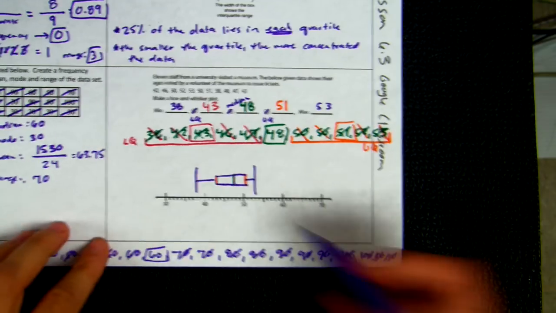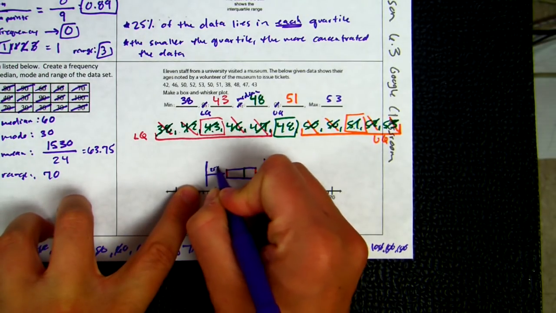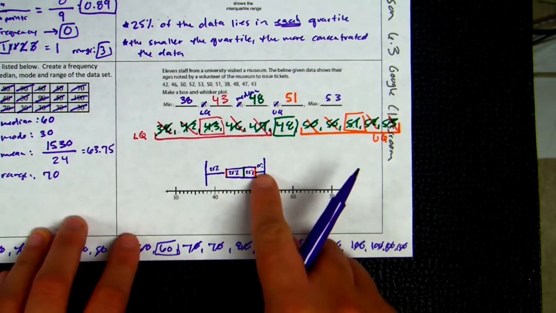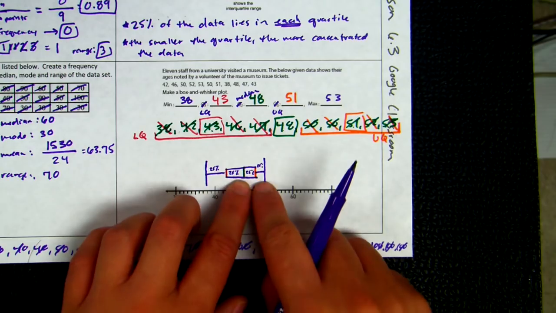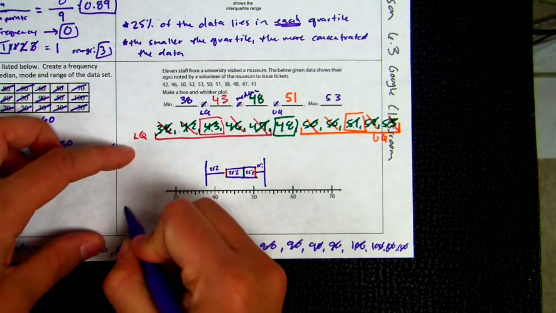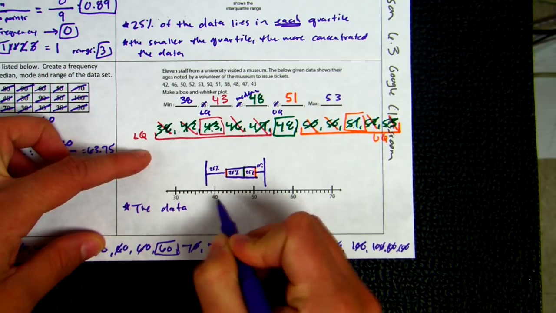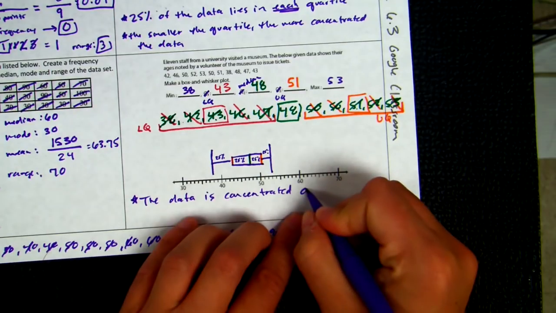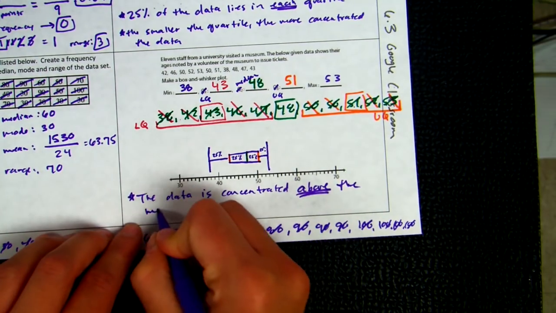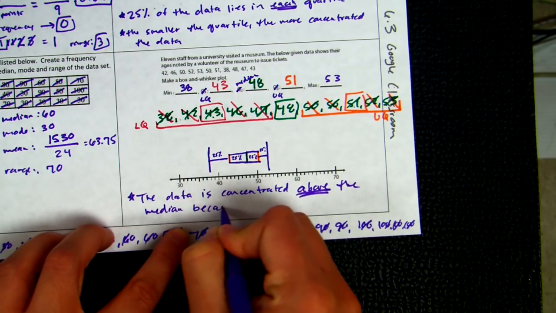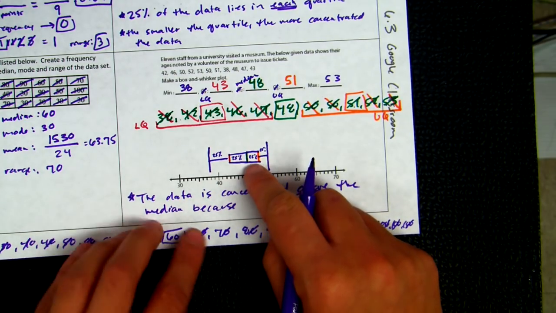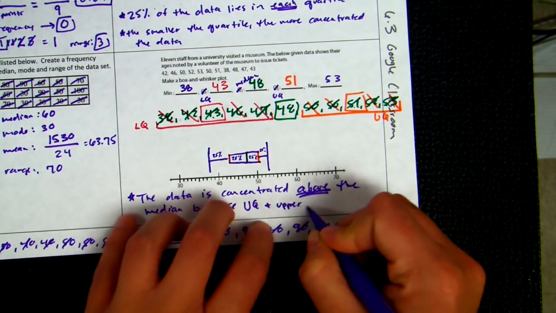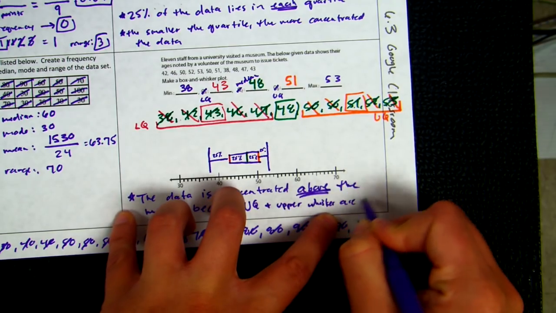Reminder that 25% of the data lies here, 25% lies here, 25% lies here, and 25% lies here. What that tells me, the upper quartile and this whisker are the shortest. So the data is concentrated above the median, because the upper quartile and upper whisker are smaller.